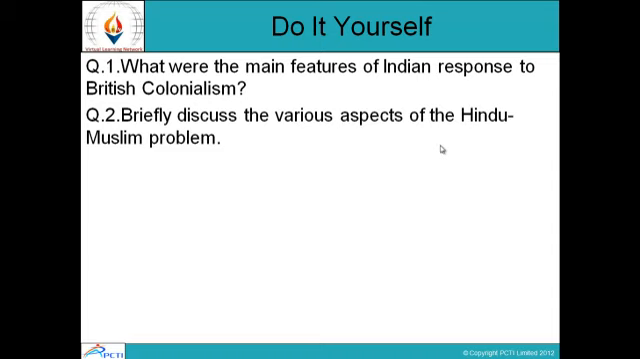Question number 1. What were the main features of Indian response to British colonialism? Question number 2. Briefly discuss the various aspects of the Hindu-Muslim problems.